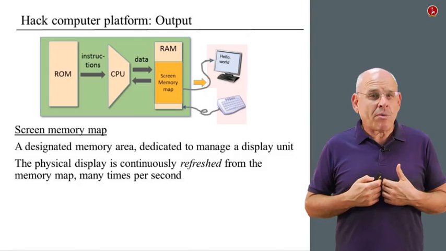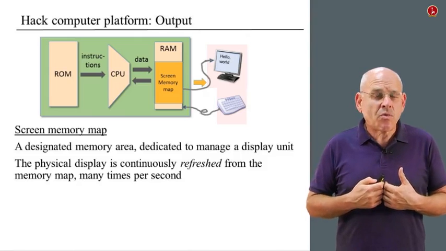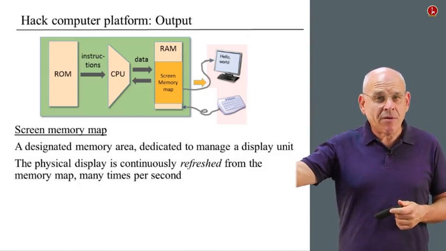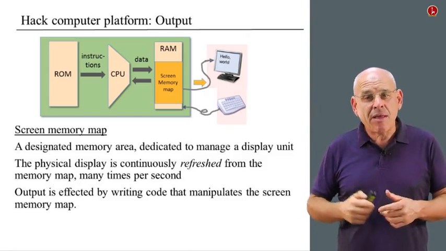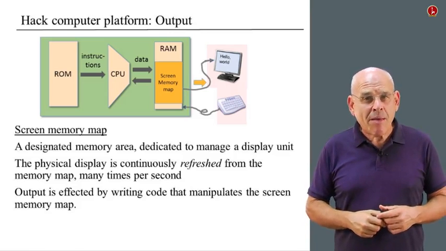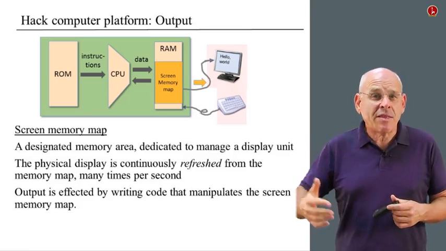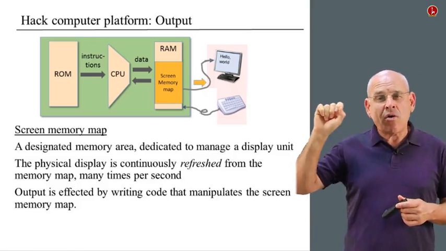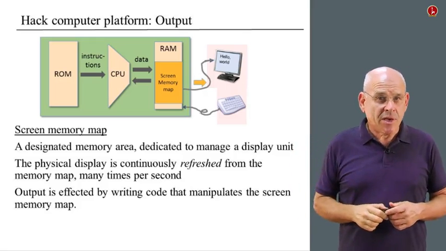So if I'm a programmer and I'm restricted to working with zeros and ones only, if I want to write something on the display unit, what I can do is simply manipulate some bits in the memory map, and I can count on the fact that in the next refresh cycle, what I changed in the memory is going to be reflected on the screen.